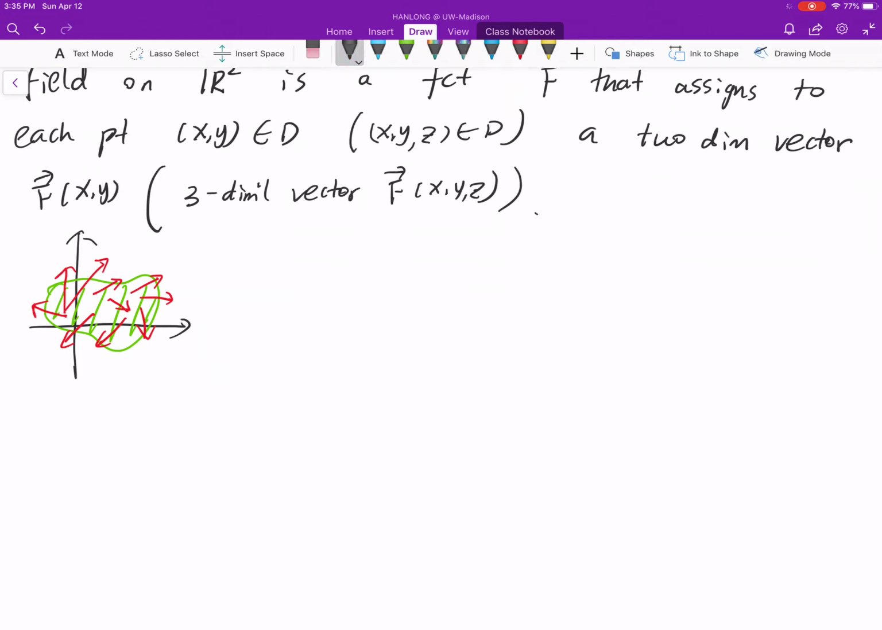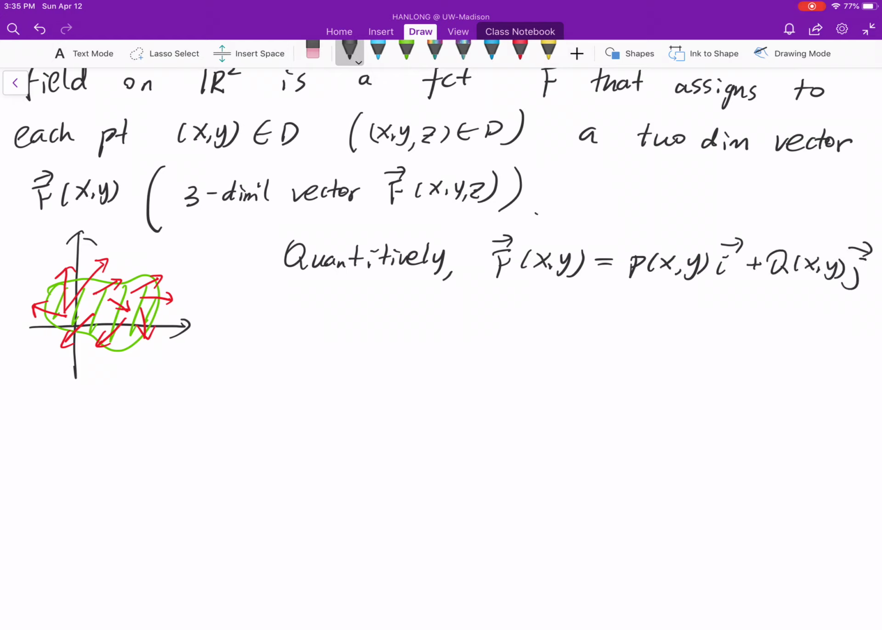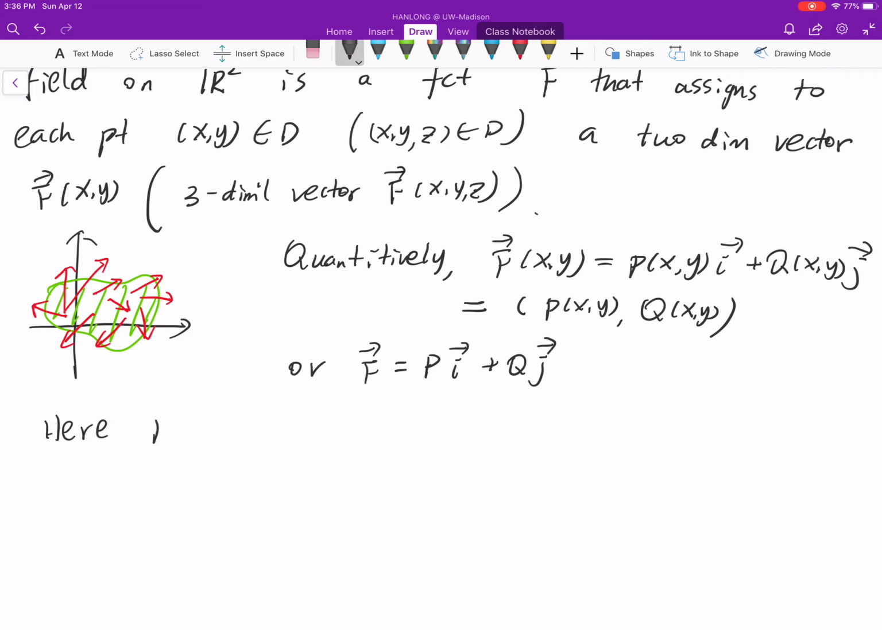Okay, and then numerically or quantitatively, we can represent f(x, y) in the following forms, component-wise. You can either write it in this way, where p, q are just real valued functions, or sometimes you might want to write it as (p, q) in parentheses. Or sometimes if you don't want to emphasize the variables, then you just write it like this for short. And the point is that here p, q are scalar functions.